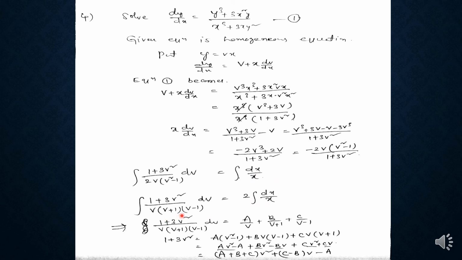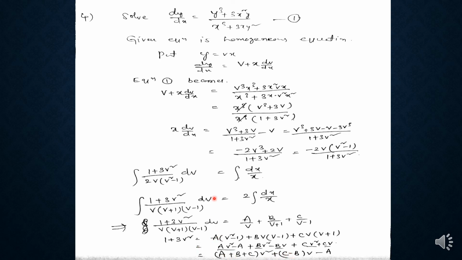So by using partial fractions we can integrate this function, that is (1 plus 3v square) by v into (v plus 1) into (v minus 1) dv. Here we can see three linear factors in the denominator, that's why I have taken it as a by v plus b by (v plus 1) plus c by (v minus 1). By equating the numerators, 1 plus 3v square is equal to a into (v square minus 1) plus bv into (v minus 1) plus cv into (v plus 1). That is av square minus a plus bv square minus bv plus cv square plus cv. Now (a plus b plus c) into v square plus (c minus b) into v minus a.